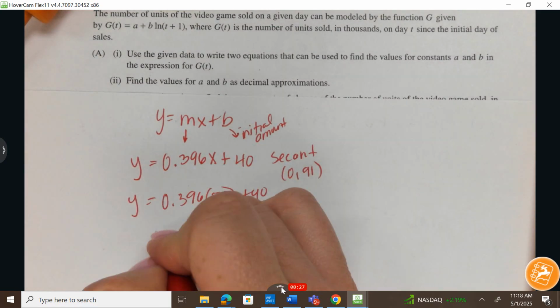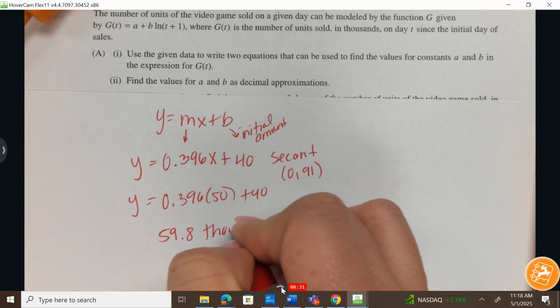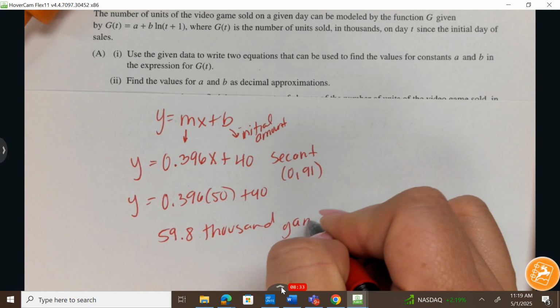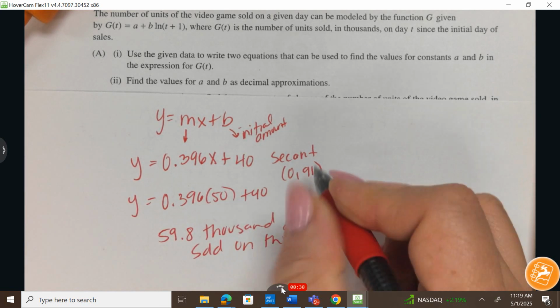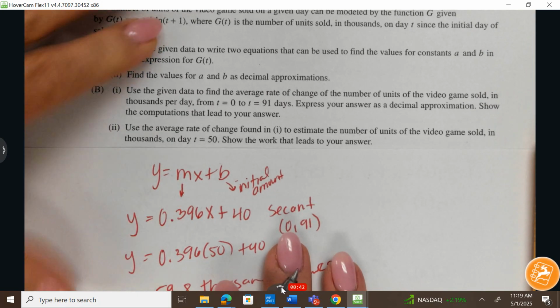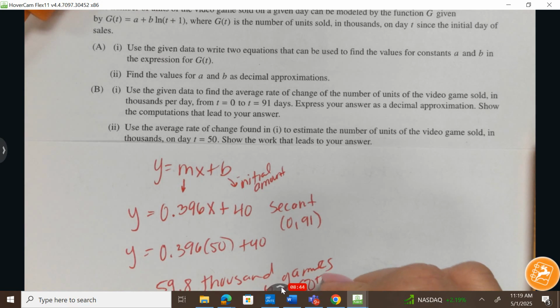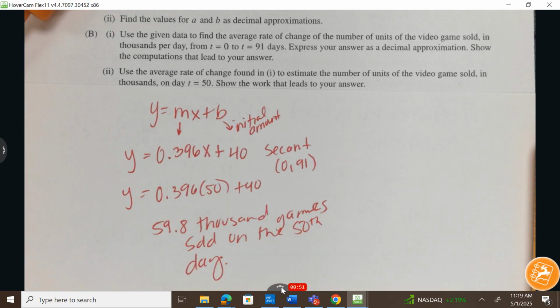So this is 59.8 thousand games sold on the, let me see, on the 50th day. I just want to make sure, on the 50th day. Okay, it says it wants us to show the work, so we can see exactly what we did in order to achieve this. Let's go on to part 3.